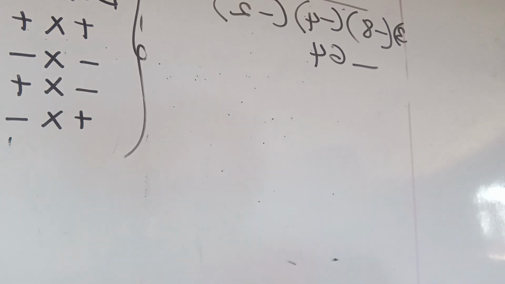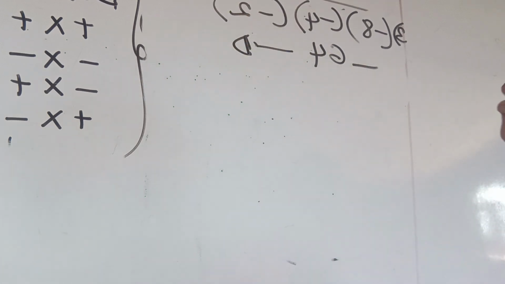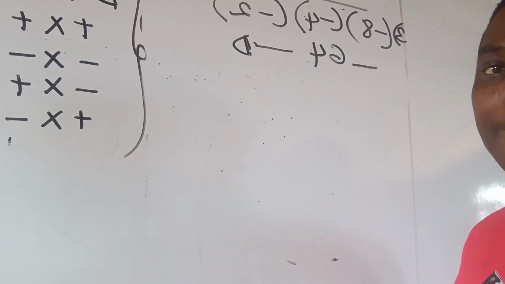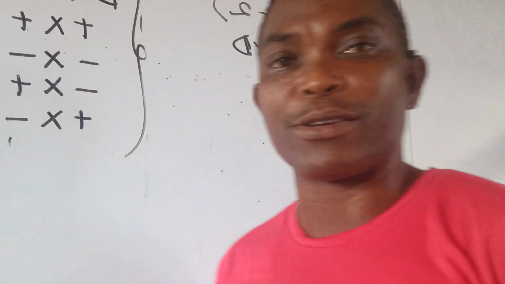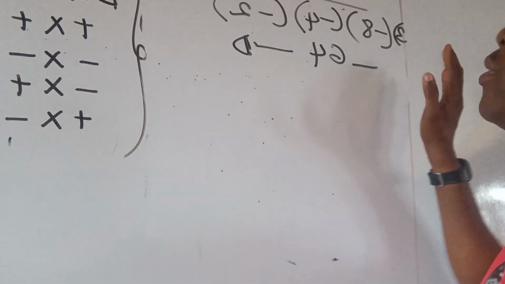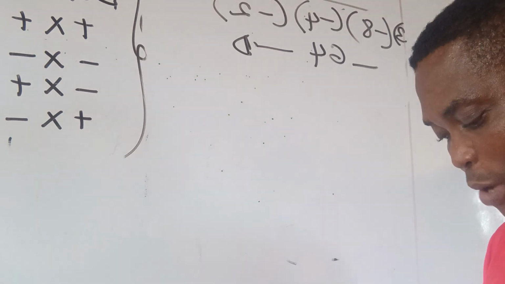You can see they wanted to trick you. Option A is saying 64, positive 64, while option D is saying minus 64. So minus 64 is the answer. Minus times minus is plus. Plus times minus is minus. Then you now multiply through all the values and you arrive at your answer.